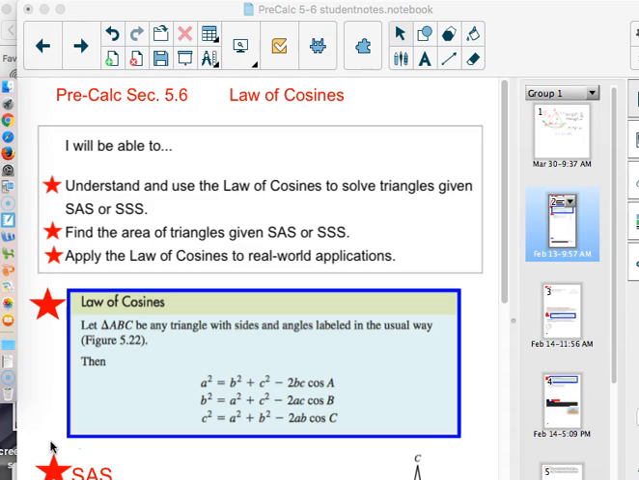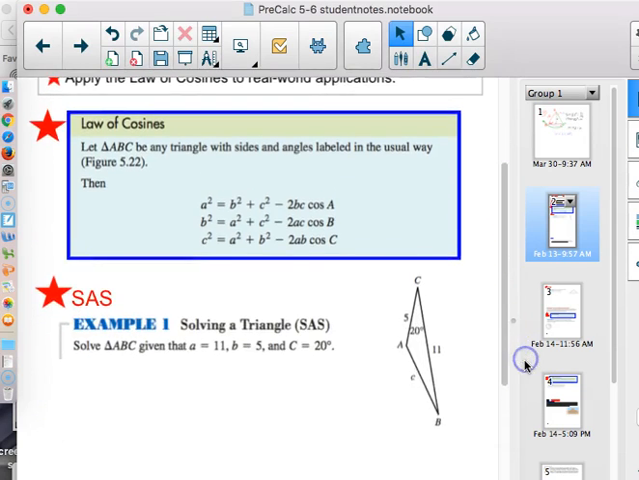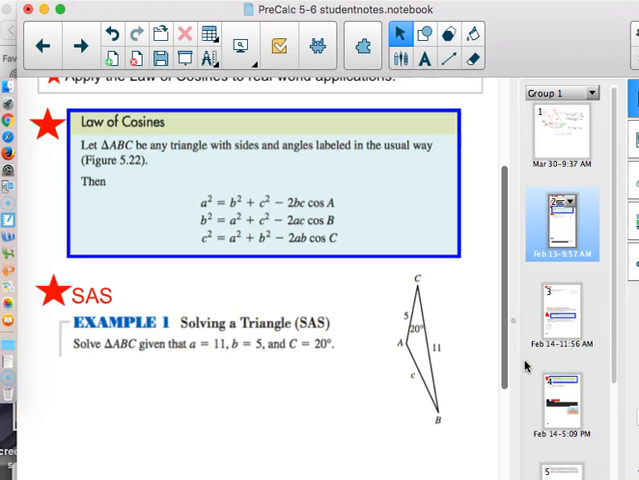The law of cosines says, let triangle ABC be any triangle with sides and angles labeled in the usual way. So you've got a capital A, and across from that you have a lowercase a. Then a squared, the missing side here, equals b squared plus c squared minus 2bc cosine of A. How is that easy to memorize? Well, first of all, look at what it starts and ends with. And then look at the letters that are used for everything in between. So, it starts with a, ends with angle A, and then b's and c's in between.